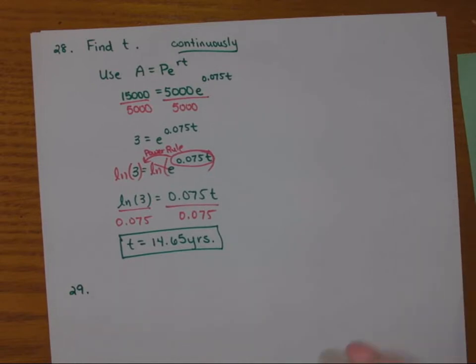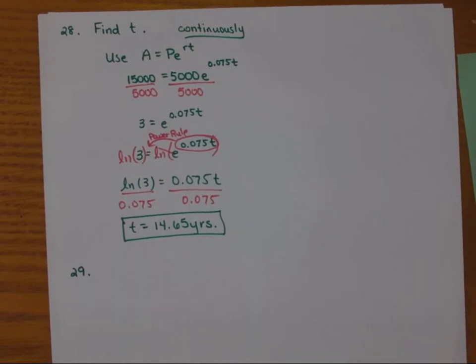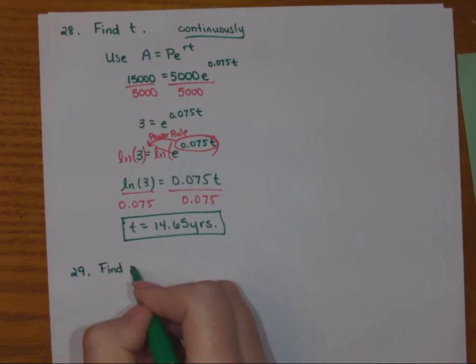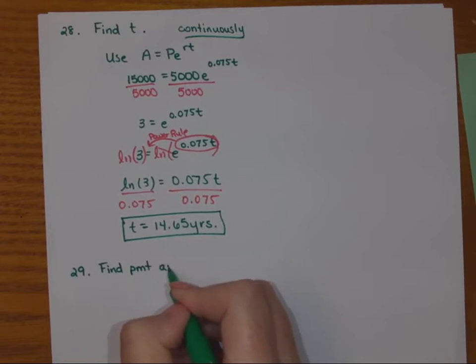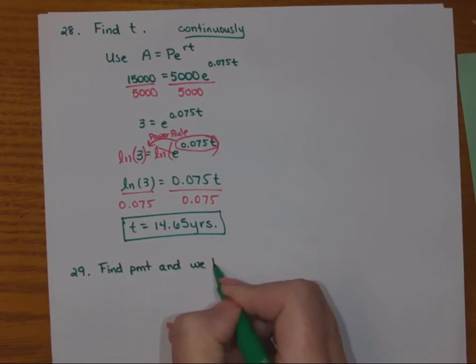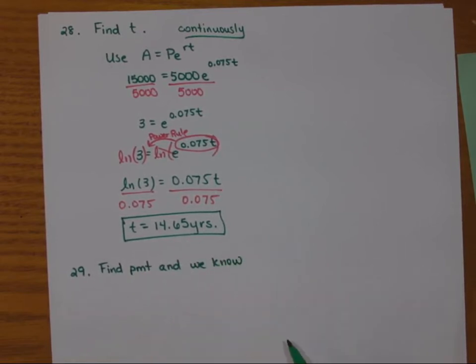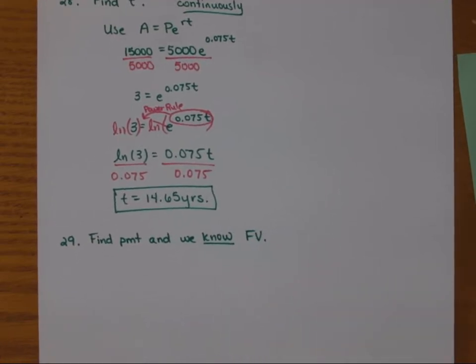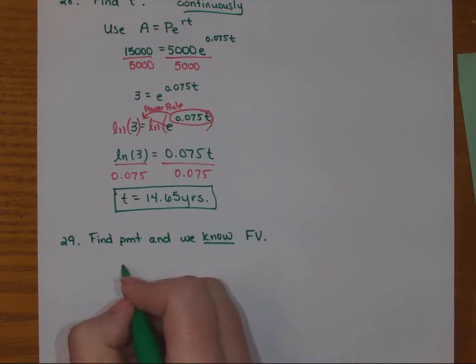All right, number 29. So she wants to retire with $1.2 million, and the question is, how much should she save to do that, right? So we want to find the payment. So let's talk about what we know, right? We know not how much she has now. We know what she wants to have, which is the 1.2 million in the future, okay? So that means we need to use the payment formula that involves future value.